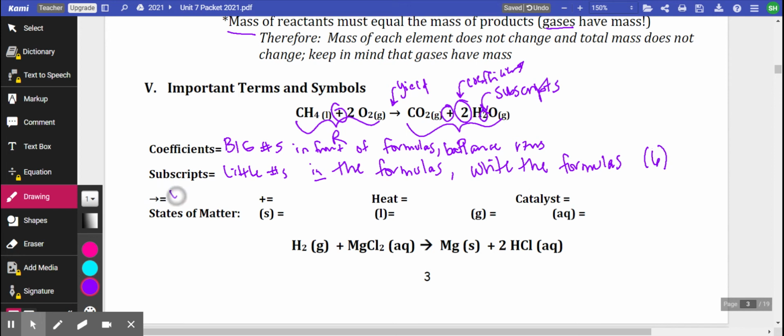All right, so the arrow is the yield sign. The plus sign, think and. So if you have more than one reactant or more than one product. If heat is added above the yield sign, you will see a little triangle. A catalyst is added to reactions to help them go faster.